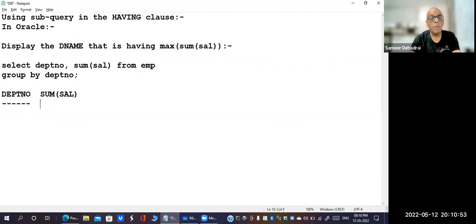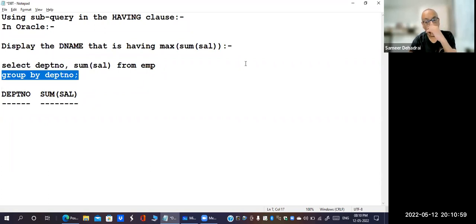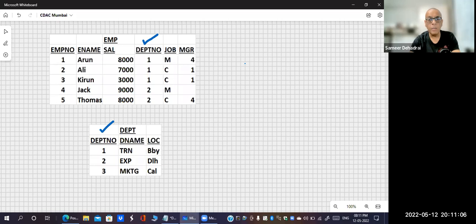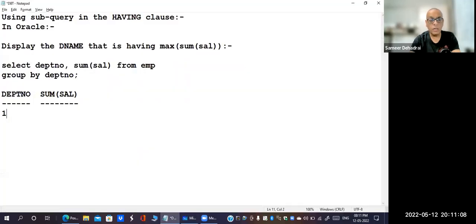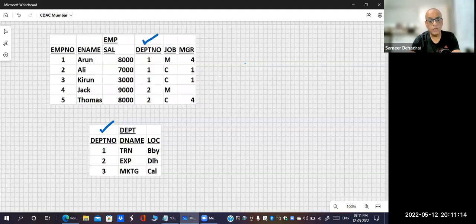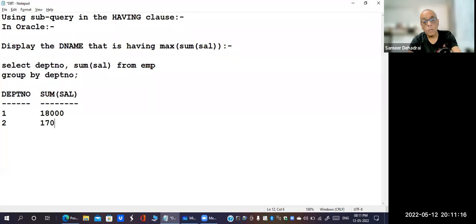Because I'm saying group by department number, the grouping will take place. I'll get the sum of sal department wise. The output of this: department number 1, the total is 18,000. Department number 2, the total is 17,000. Nothing new so far. Everyone is familiar with this.